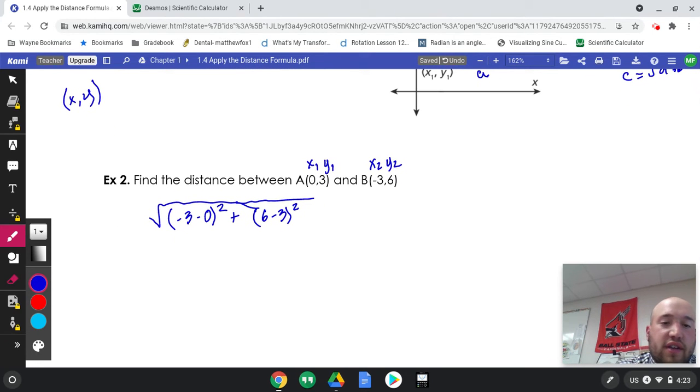So now we simplify. -3 minus 0 is -3. We square that, and that'll be +9, because remember, negative times negative is positive. 6 minus 3 is also 3. 3 squared is +9. Add those together, square root of 18.